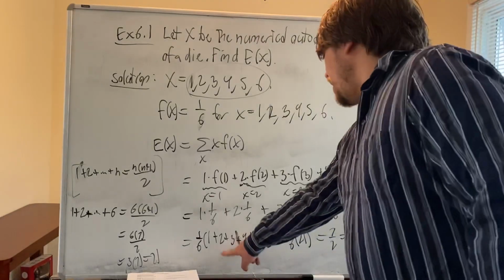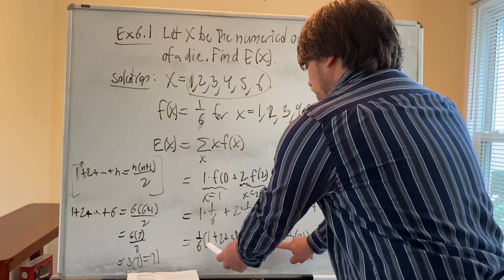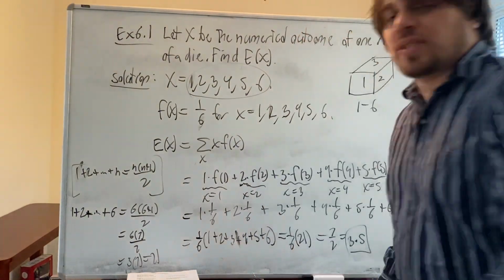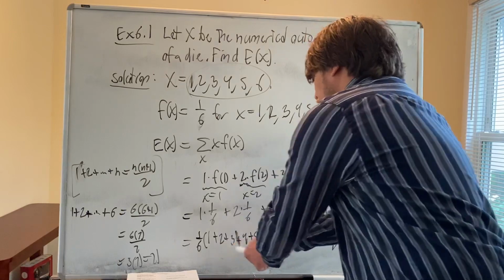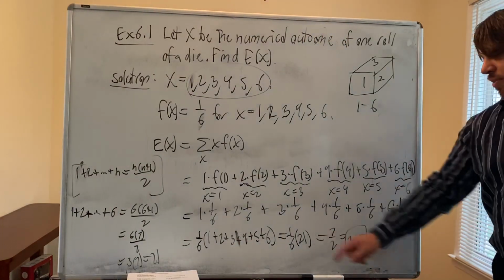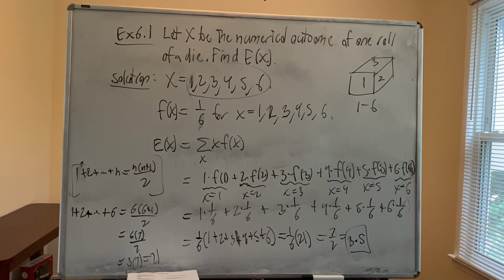But if you don't know the formula, you can just add it. Take the outer two: 1 plus 6 is 7, 2 plus 5 is 7, and 3 plus 4 is 7. You get three 7s: 7 plus 7 plus 7, 7, 14, 21. And the sum is 21. 1/6 times 21 is 7/2, which is 3.5. Okay, and so that's the solution. The expected value E of x is 3.5.